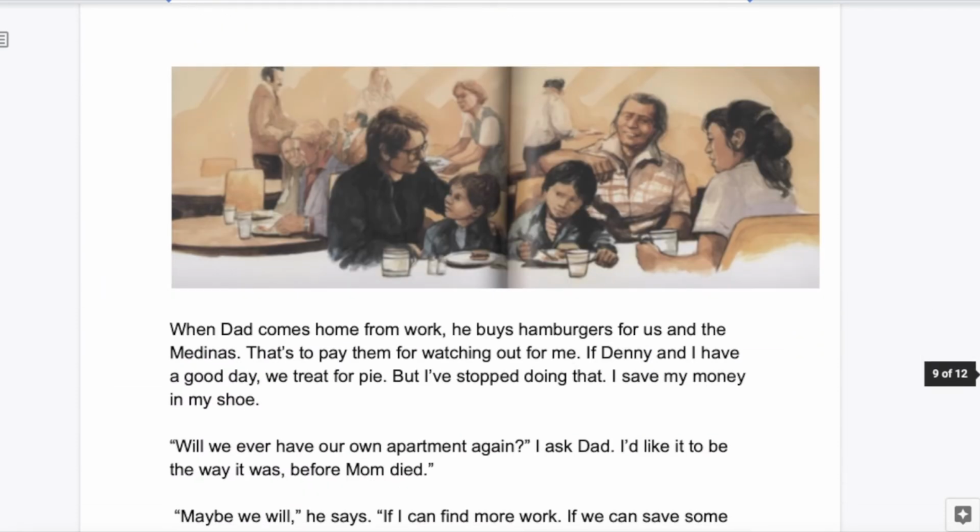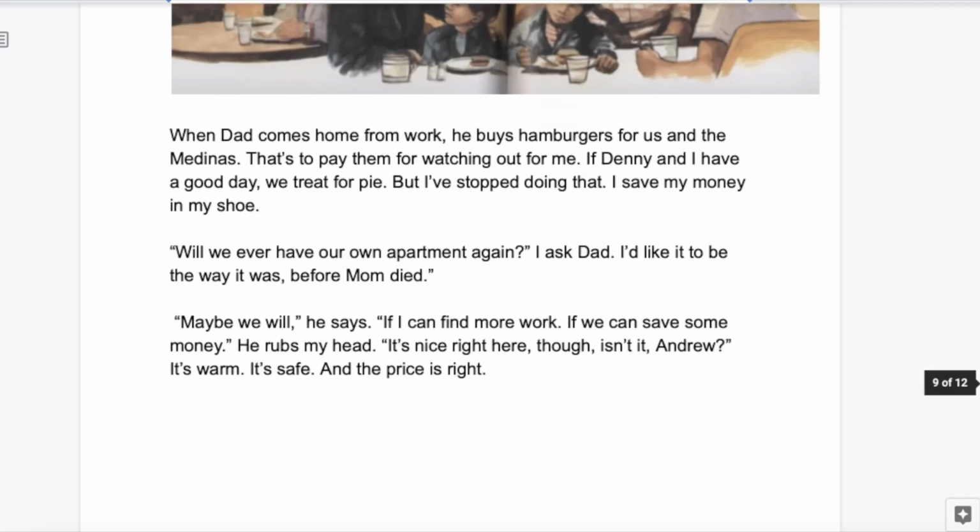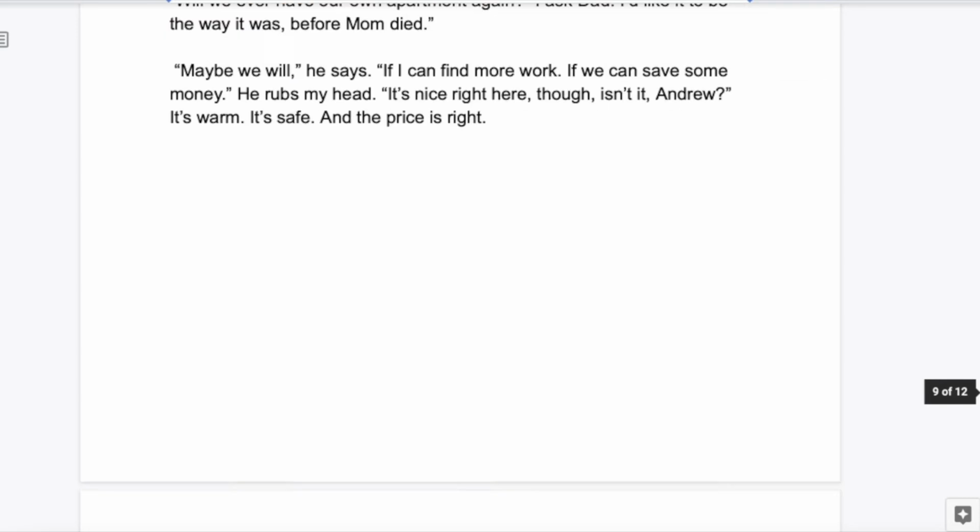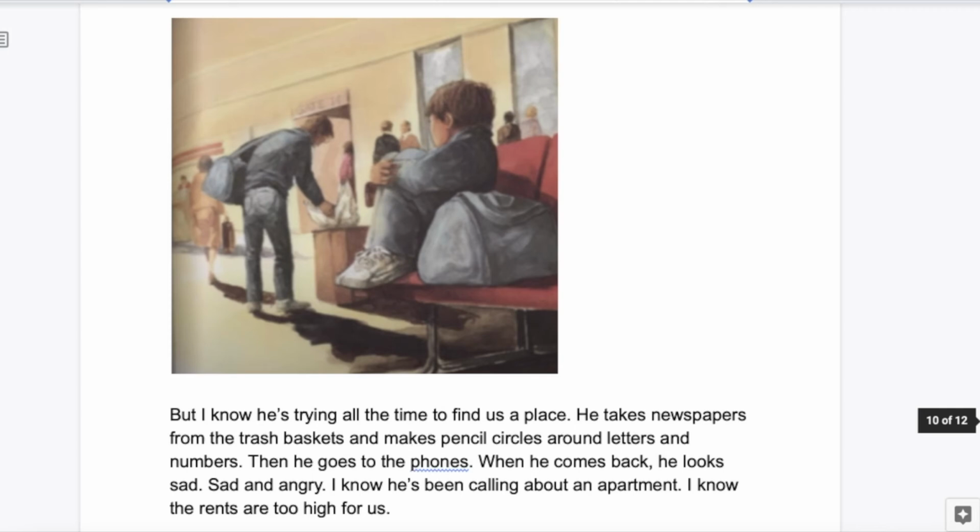When Dad comes home from work, he buys hamburgers for us and the Medinas. That's to pay them for watching out for me. If Denny and I have a good day, we treat ourselves to pie, but I stopped doing that. I save my money in my shoe. Will we ever have our own apartment again? I asked Dad. I'd like it to be the way it was before Mom died. Maybe it will, he says, if I can find more work. If you can save some money, he rubs my head. It's nice right here, though, isn't it, Andrew? It's warm, it's safe, and the price is right. But I know he's trying all the time to find us a place. He takes newspapers from the trash baskets and makes pencil circles around letters and numbers. Then he goes to the phones. When he comes back, he looks sad and angry. I know he's been calling about apartments. I know the rents are too high for us.